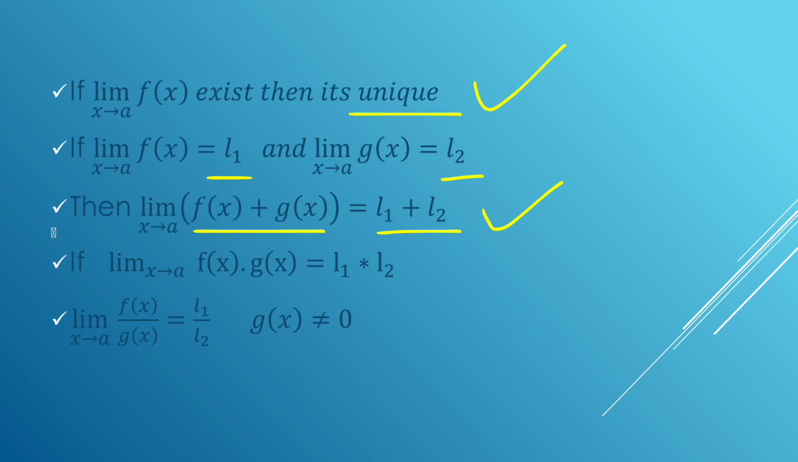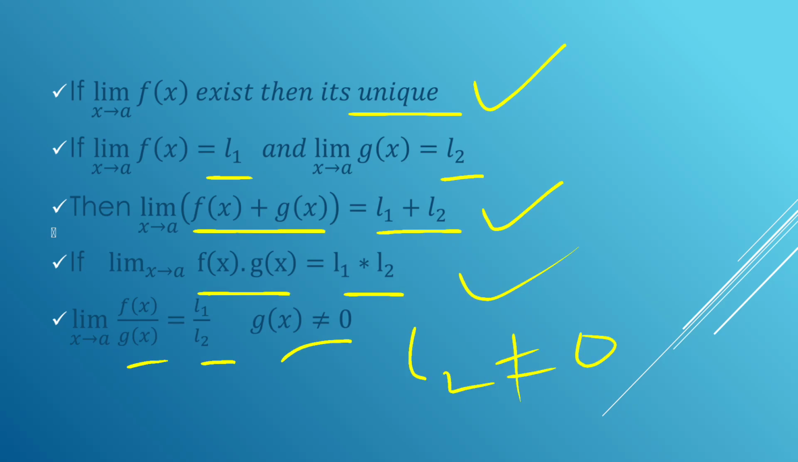Then you can even multiply the functions and it will be the same as multiplying the limits individually. But again, if you divide the functions, the limit is also the division of the individual limits. Of course, when the denominators are not 0, that is L2 is not equal to 0, because if that happens, this becomes undefined.